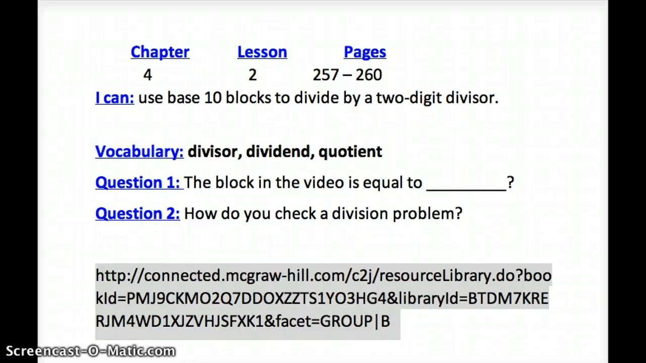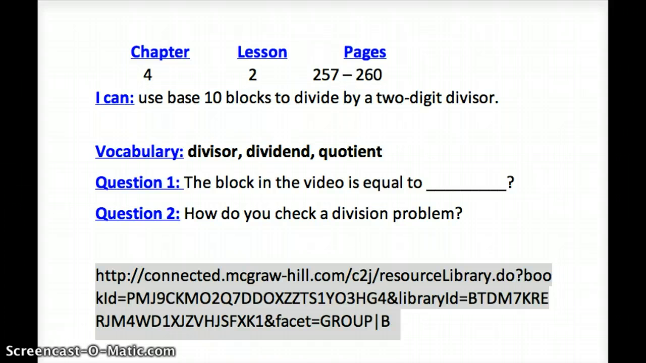Today's lesson is Chapter 4, Lesson 2, on pages 257 through 260 in your book and online. Our objective is I can use base 10 blocks to divide by a two-digit divisor. Vocabulary is divisor, dividend, and quotient.